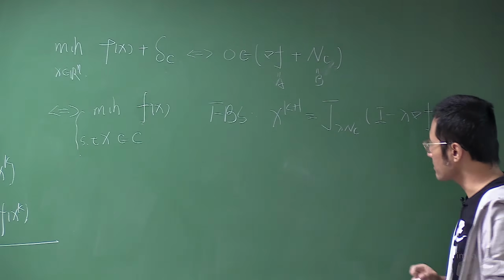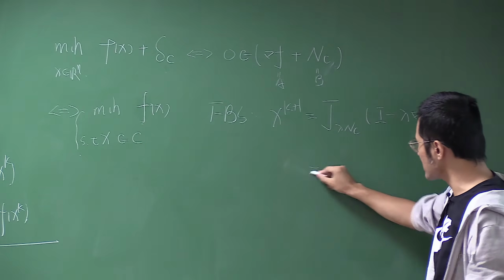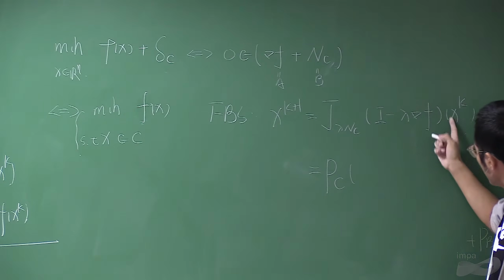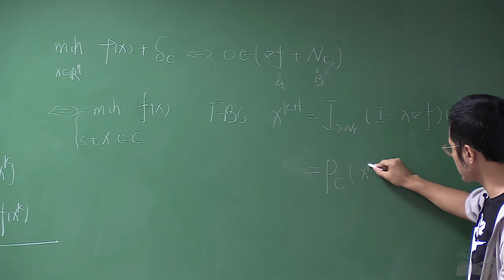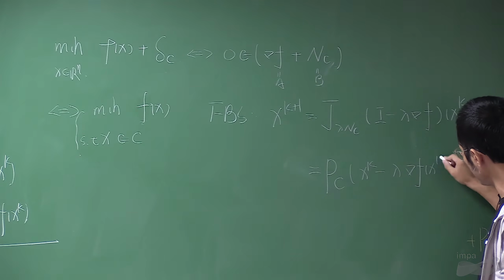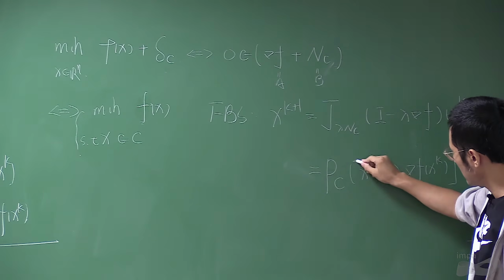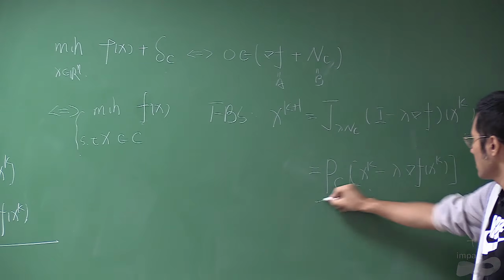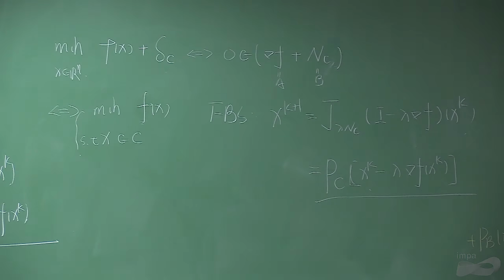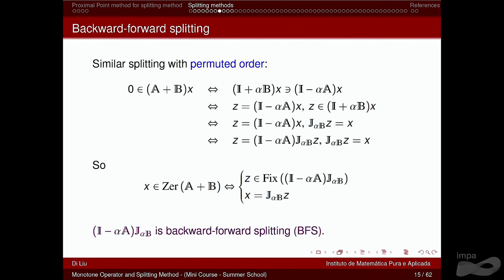And we know that the resolvent of the normal cone is just the projection to C, and we plug in x, we have xk minus lambda, the gradient of f at xk. So this is just the projected gradient method, okay? It's a special case of forward-backward splitting.